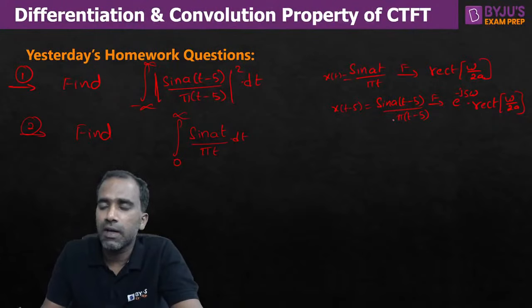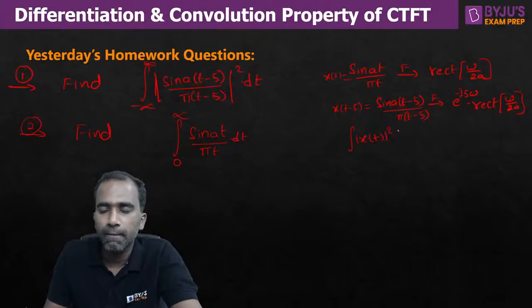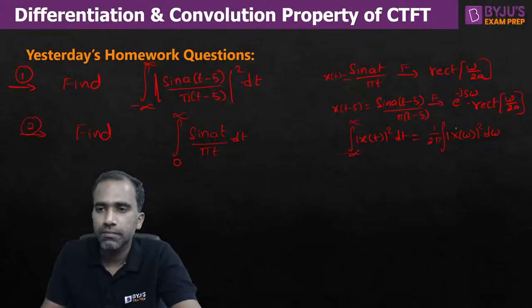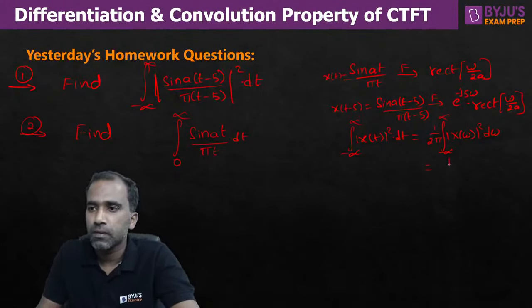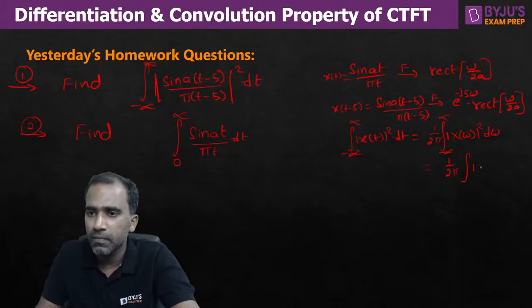Right. So Rayleigh's energy theorem says that the energy in time domain is the same as the energy in frequency domain also. But whenever you are doing integration with respect to omega in frequency domain, there should always be a 1 by 2 pi factor. Now let's find it. We are asked to find the energy in time domain, but using the property, finding it in frequency domain is as good as finding this. So we can write 1 by 2 pi integration. If you apply modulus to e power minus j 5 omega, it will become 1, into rectangle of omega by 2a, whole squared.